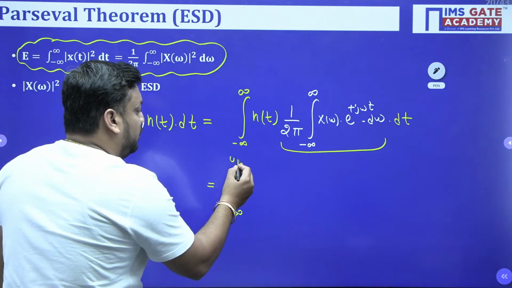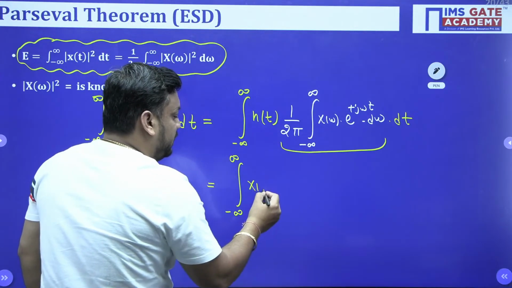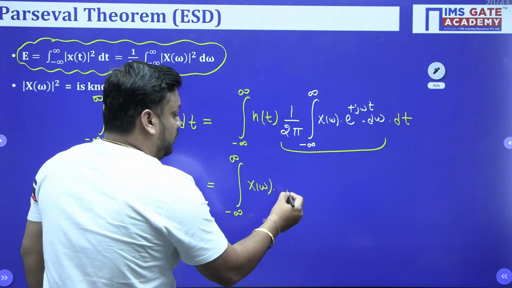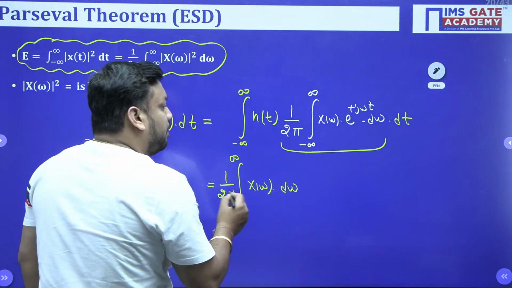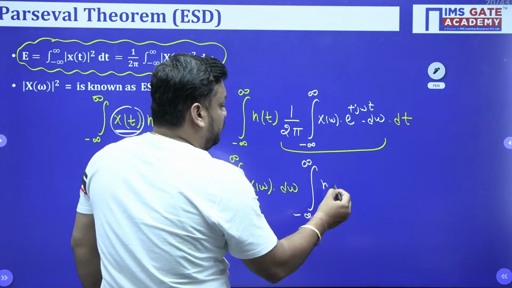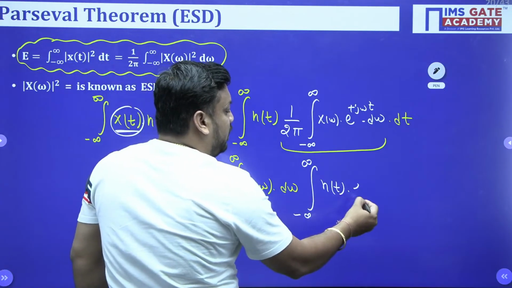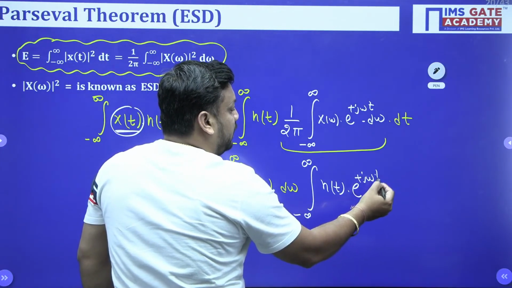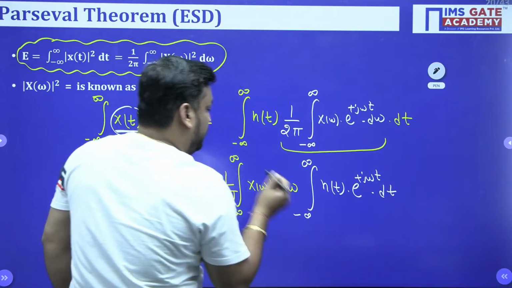Minus infinity to infinity. I will arrange some function: X(ω) I am arranging first, after that dω I am also arranging here, and 1/2π I am also arranging outside only. Now what is left inside finally? Finally left inside, minus infinity to infinity, the time domain function I am arranging together. So h(t) e^(+jωt) dω dt. The dω I have already completed here.